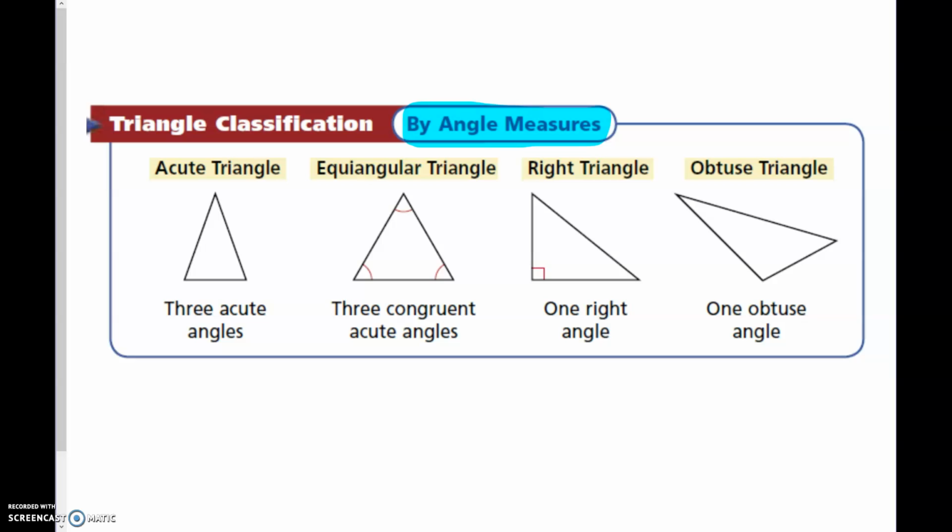All right, by its angle measure. So acute, 3 angles are acute. All 3 of them are less than 90 degrees. Equiangular, that means all of them are going to be the same measurement. So what would each measurement be? We'd take 180 divided by 3, so that is 60 degrees. Right triangle, 1 angle is right, and obtuse, 1 angle is greater than 90 degrees.